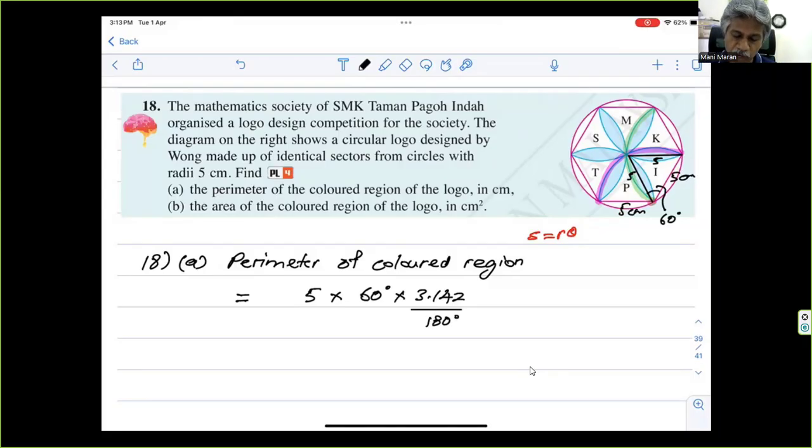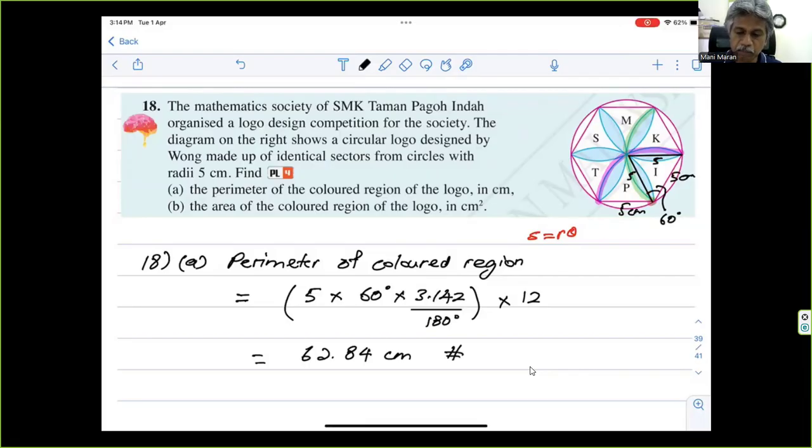Altogether, you got 12 arcs. So all this is multiplied by 12. We multiply by 12 similar arcs. Why? Because this arc here is repeating 12 times everywhere. When you count all together, there are 12 arcs like that. So if you work it out, you'll get 62.84 cm. So that becomes the perimeter.